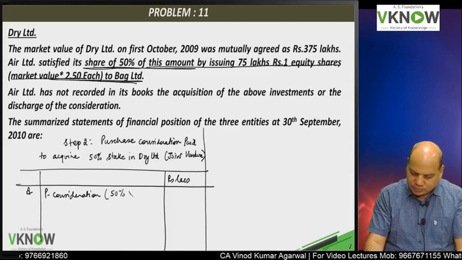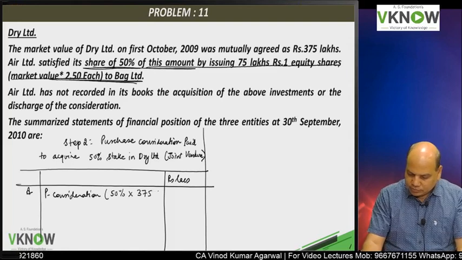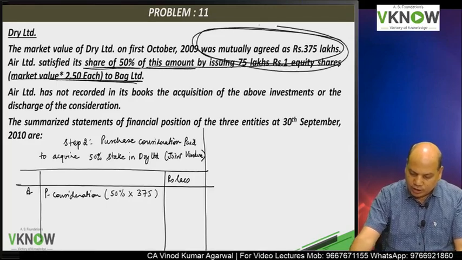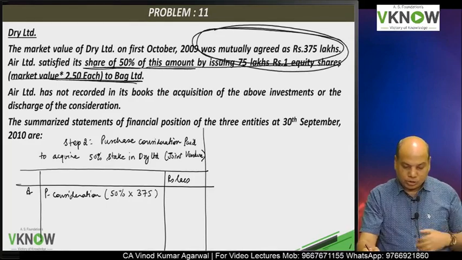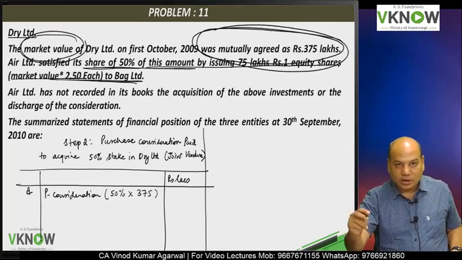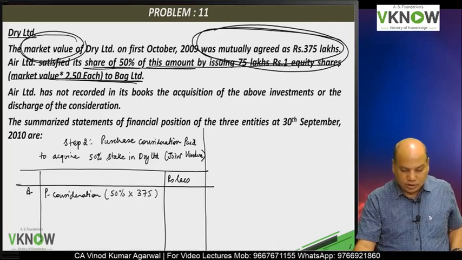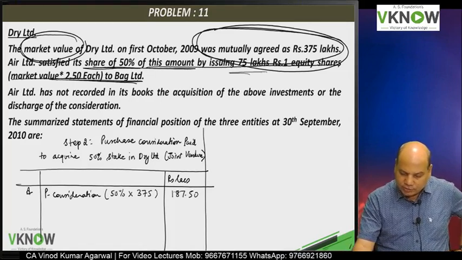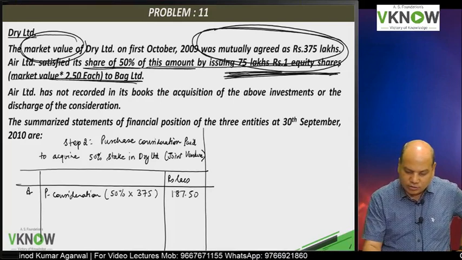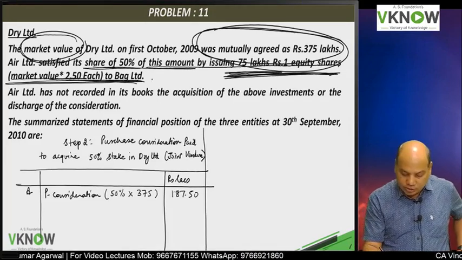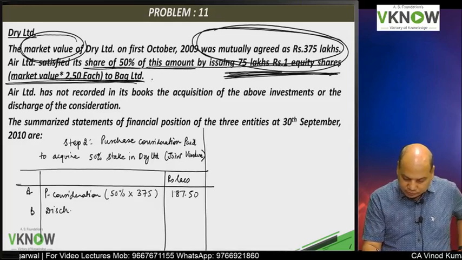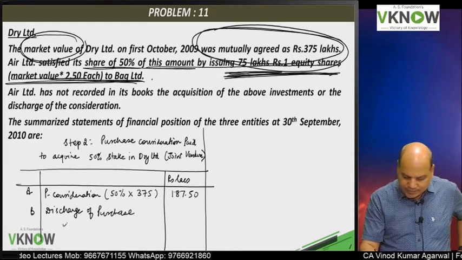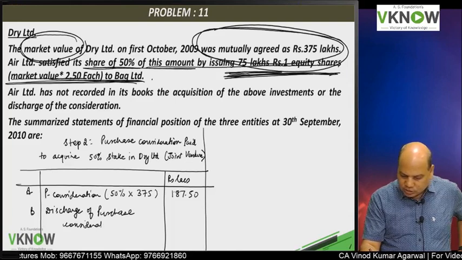Purchase consideration is 50% of 375 lakhs. The total value of Dry Limited is 375 lakh. The total market value is 375 lakh, but you have only acquired 50%. So that comes to 187.50 lakhs. And this was satisfied by 75 lakh equity shares of rupees 1 each issued at 2.50. So point number B, discharge of purchase consideration.